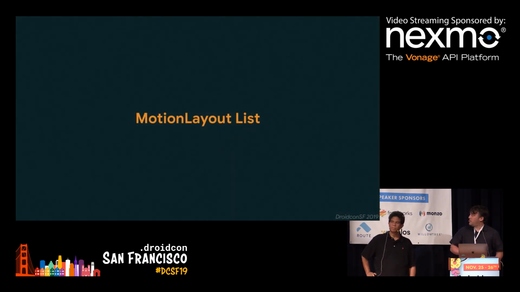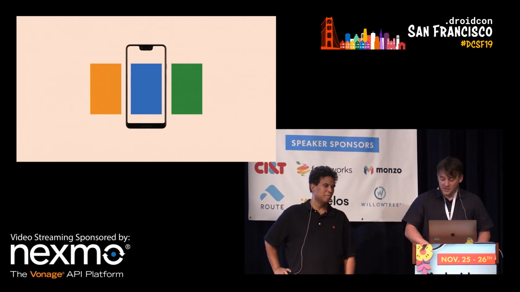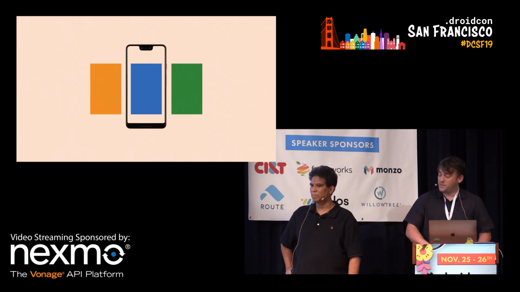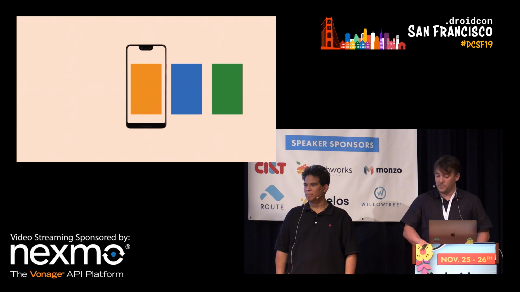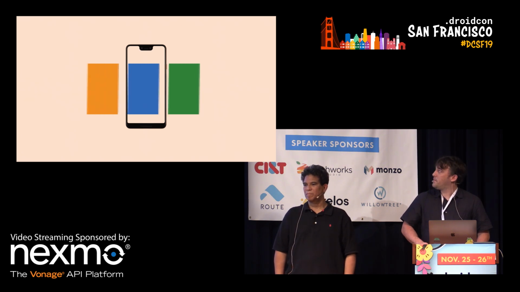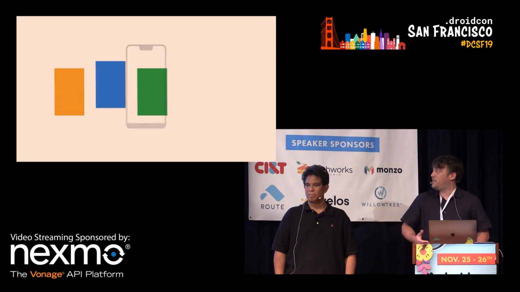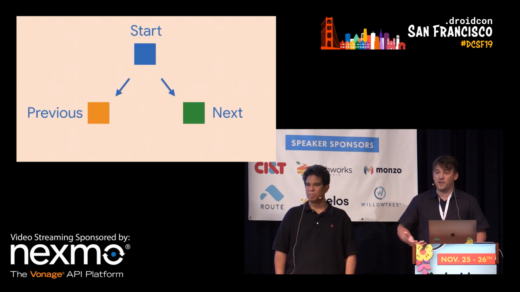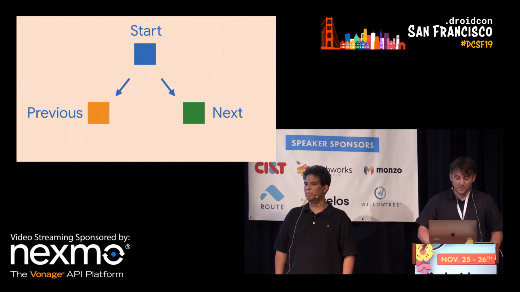Another cute pattern is this MotionLayout list idea, where if you played with RecyclerView, that should be relatively familiar. So let's say that you want a carousel pattern, and you want to move to the first view, but really you can go back and forth. You can actually represent that as MotionLayout states, where you have a start state, next state, previous.